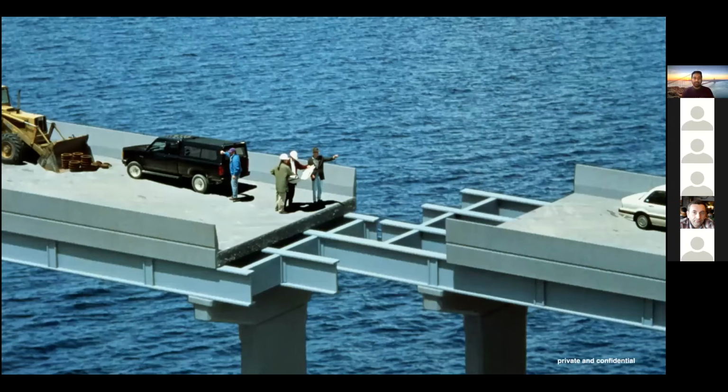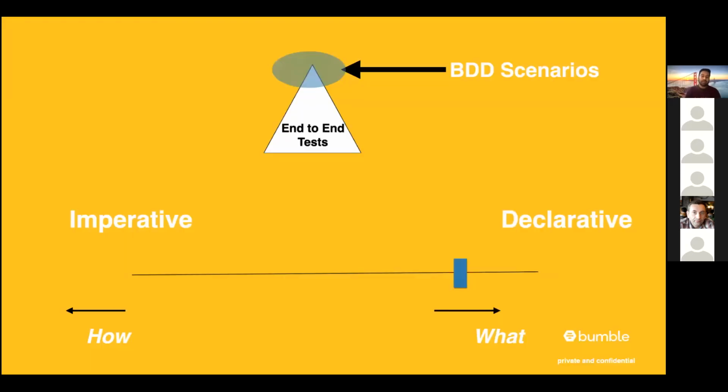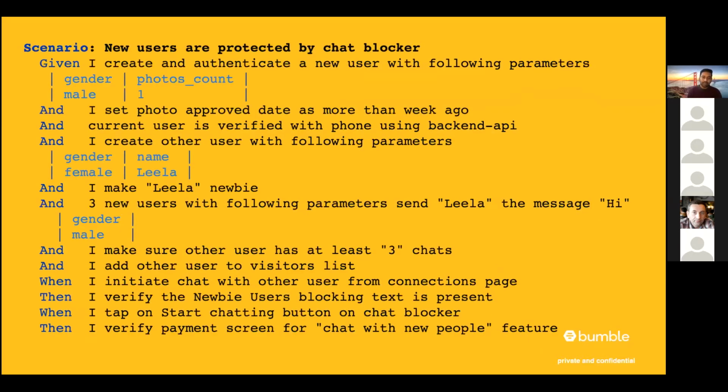So consider this as a slider where we need to find the right balance for our end-to-end tests. At Bumble, we realized that we were going more towards the imperative side, but for our end-to-end scenarios, because they are the business-facing scenarios, we wanted them to be more towards the right side of the slider, which is the declarative side. Now let's take a look again at this scenario which I showed you.